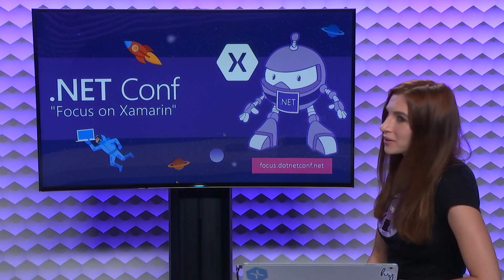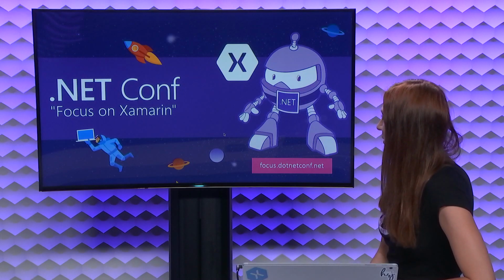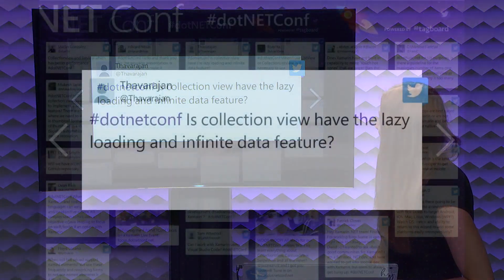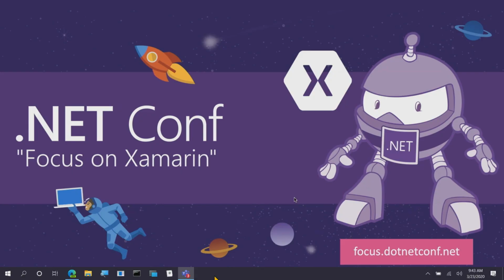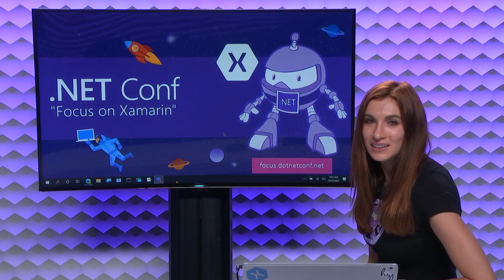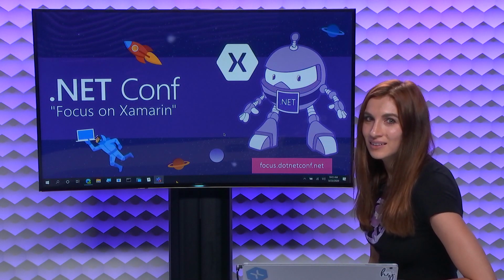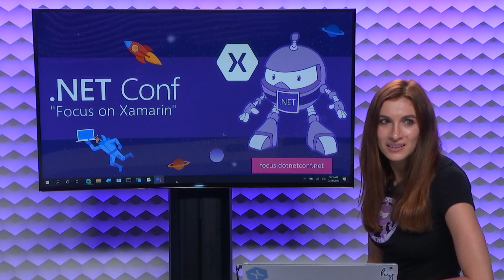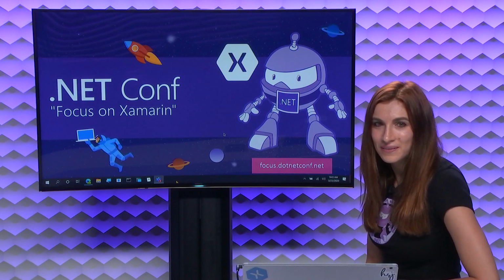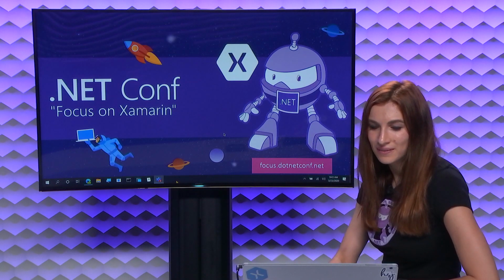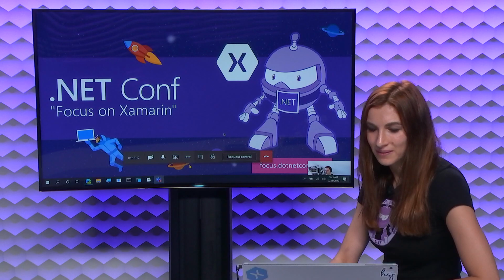Yes, we have just one quick question before we head over to the next speakers. And that is: does CollectionView have lazy loading and an infinite data feature? I mean, you are able to implement it yourself. We could probably do more in that area to support you out of the box, but right now you can do it with the scroll event. You can see which item is shown, and so you can start loading in new data. So yeah, that's definitely possible.